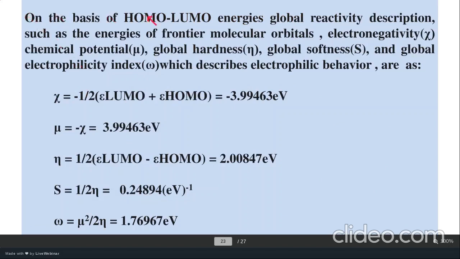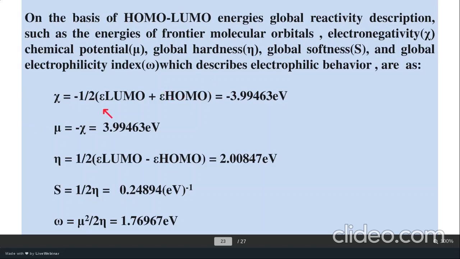On the basis of HOMO-LUMO energies, global reactivity descriptors, such as energy of frontier molecular orbitals, electronegativity, chemical potential, global hardness, softness, and electrophilicity index, are described by using the HOMO-LUMO energy. Here are some formulas. This is the electronegativity. What is electronegativity? Basically, electronegativity is the tendency to attract the shared lone pair, the lone pair which is shared among the bonds.